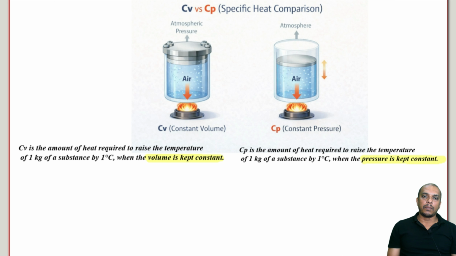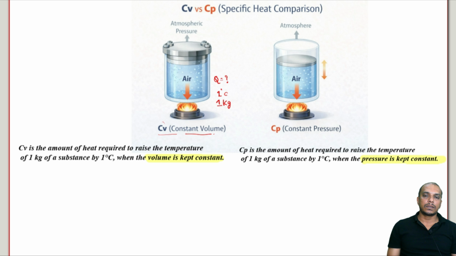Now CV is the amount of heat required to raise the temperature of 1 kg of a substance by 1 degree Celsius when the volume is kept constant. Now let us try to find out the specific heat of air. How do we find out? So we start heating up the air and we note down the amount of heat it takes to raise it by 1 degree Celsius. We have taken 1 kg of air and we are trying to heat it up and find out the value of Q, and that determines the value of specific heat.